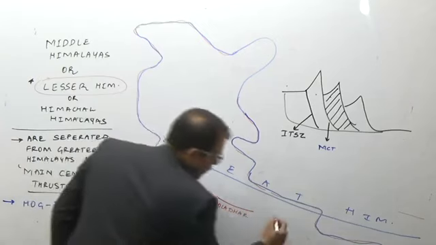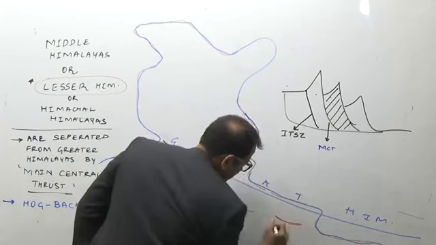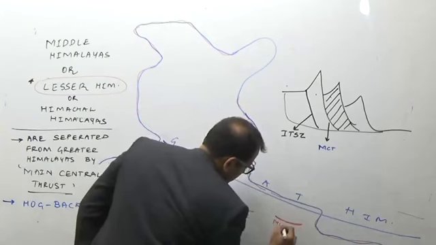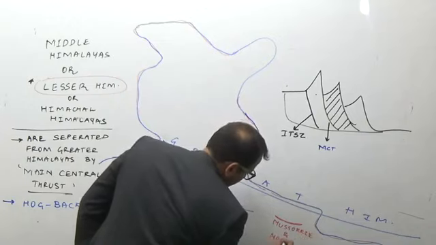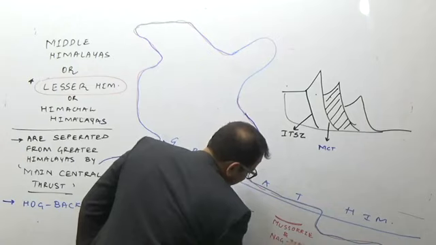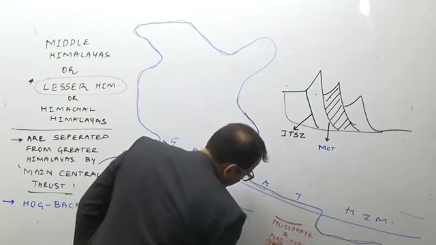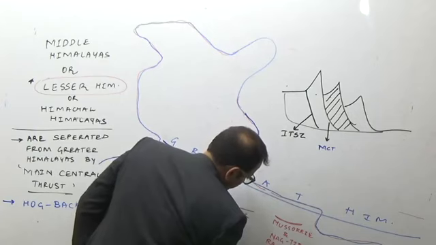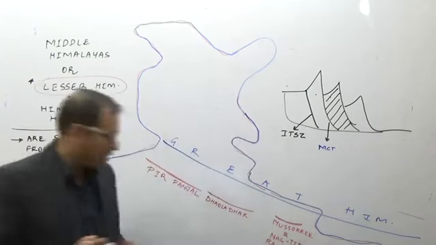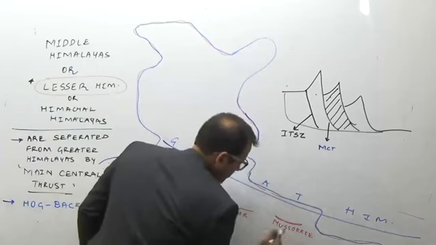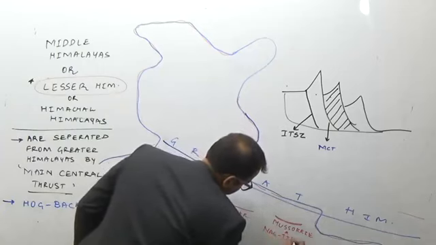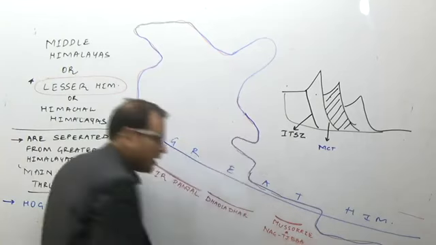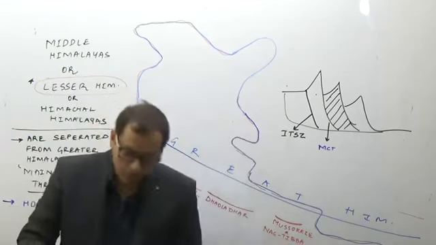While in the state of Uttarakhand, these are known as the Mussoorie ranges, the Mussoorie and Nag Tibba ranges.